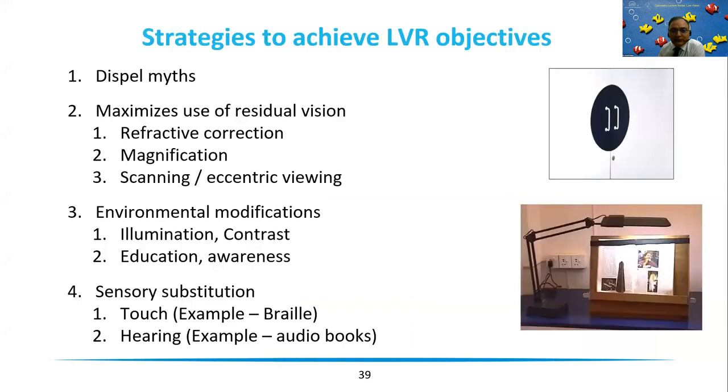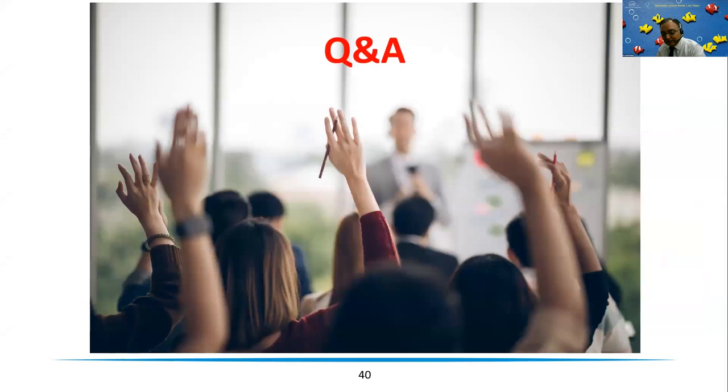The strategies to achieve low vision rehabilitation goals include dispelling the myths related to short working distances, and maximizing the use of residual vision by providing refractive correction, magnification, scanning, and eccentric viewing. Some environmental modification, like we discussed about the role of illumination and contrast, is important. In patients with severe visual impairment, at times magnification devices may not work, so you may need to consider sensory substitution devices. Various assistive devices will be covered in the next topic. I'm happy to take questions now if there are any.